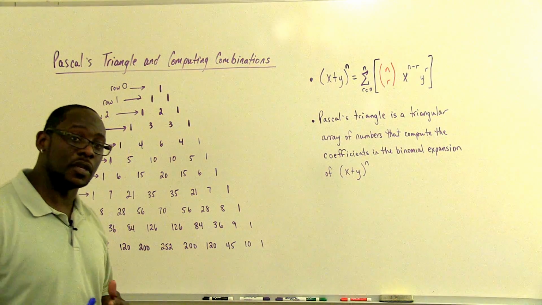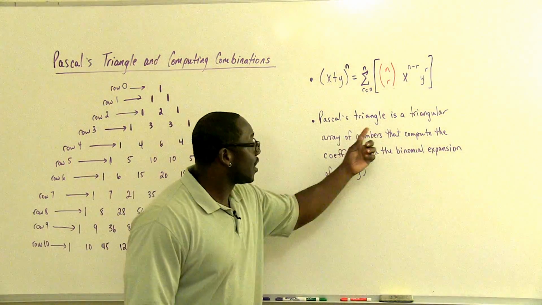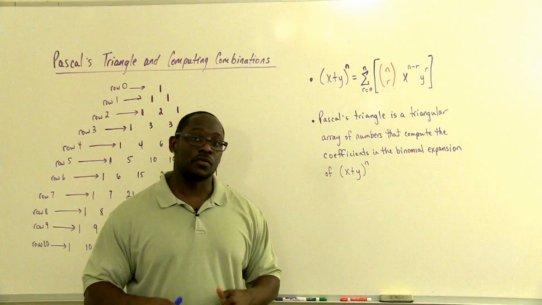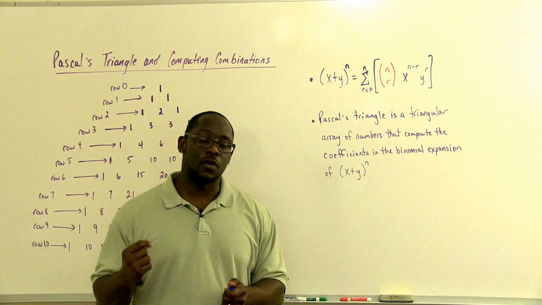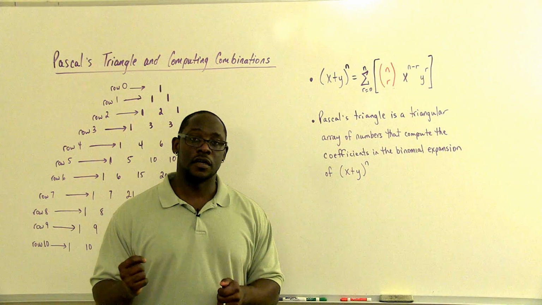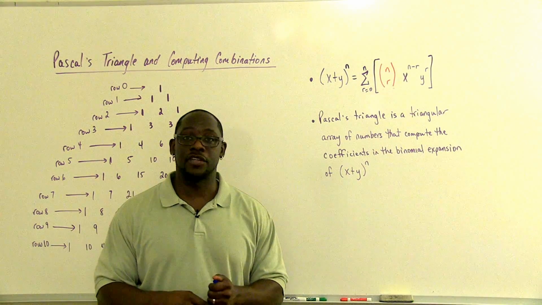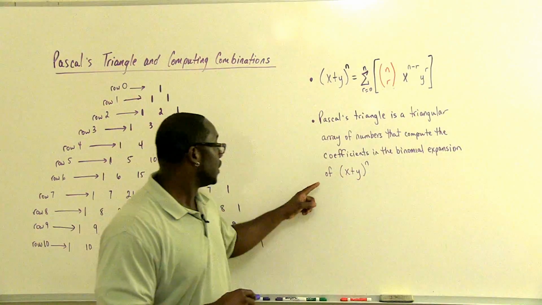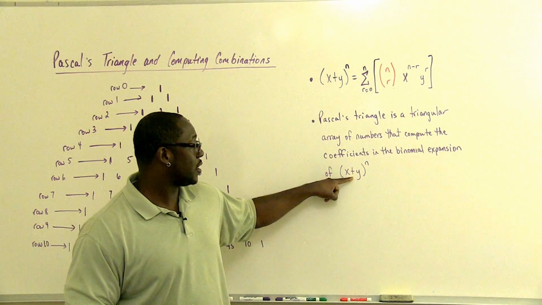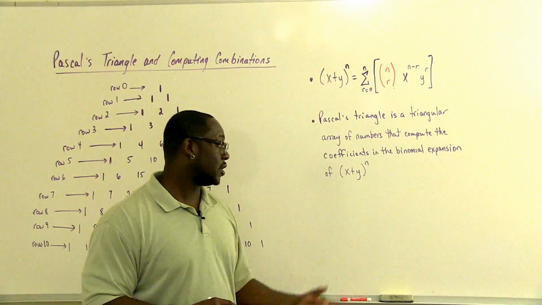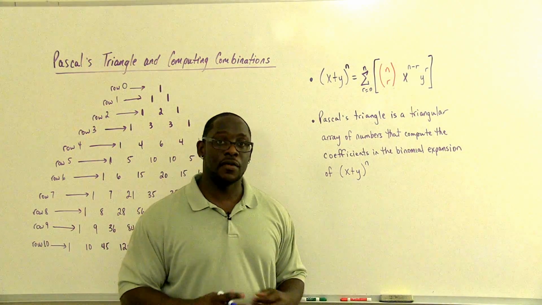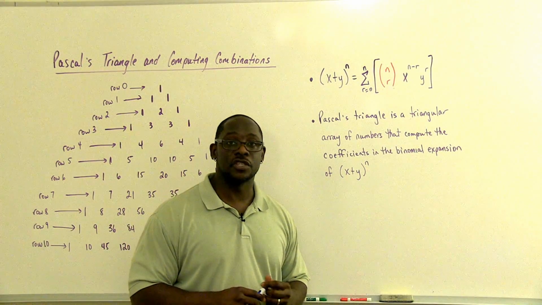So Pascal's triangle is just a triangular array of numbers that compute the coefficients of what's called binomial expansion, okay? And so here, if we take a binomial x plus y and raise it to the power of n, and actually multiply that out, that's what's called binomial expansion.